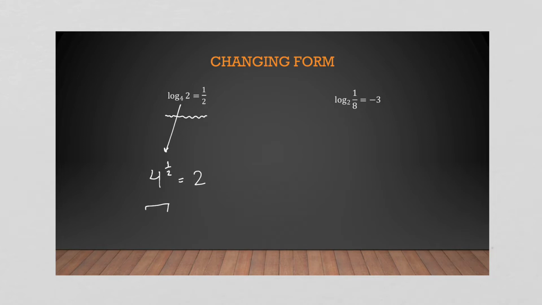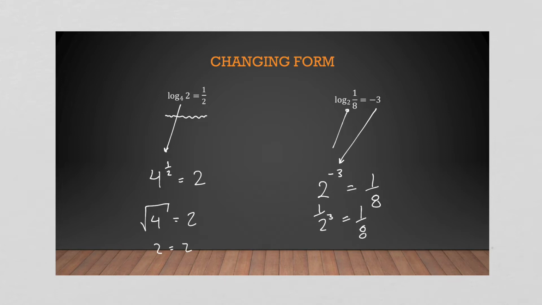And sure enough, 4 to the 1/2 means the square root of 4, and the square root of 4 equals 2. Perfect. The base of my log, the exponent of my exponential, and the answer. And sure enough, that's 1 over 2 to the 3, which is 1 over 8. So that's just how you convert back and forth. Get comfortable doing that. You're going to do it a lot.